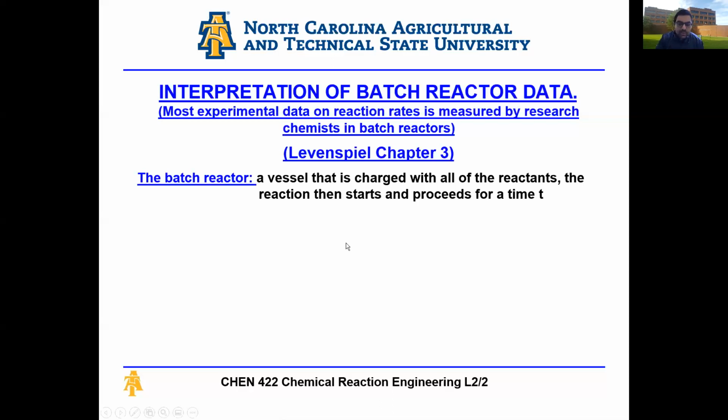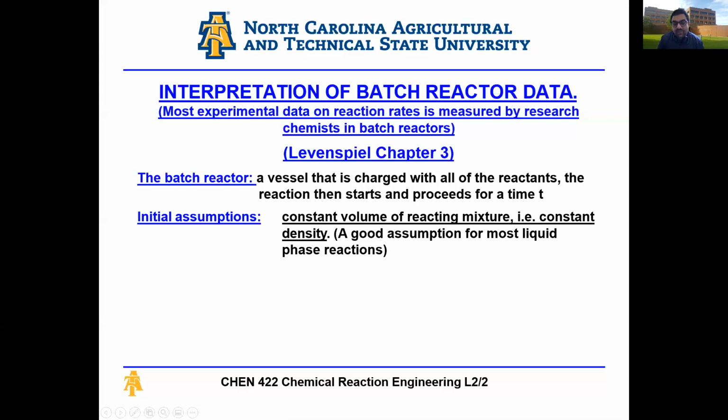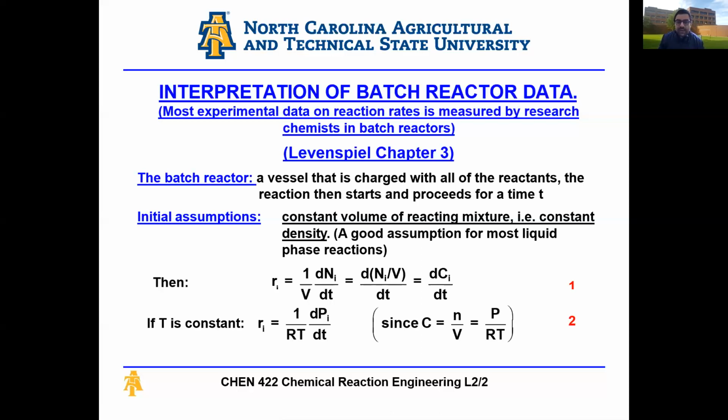And usually when dealing with batch reactors, we have a bunch of initial assumptions. The first one is that our mixture has a constant density, and this is valid for almost all liquid phase reactions, or for most liquid phase reactions. And by this, what I mean is that the volume of the fluid in my reactor is fixed, so the density in my reactor is fixed. This is a simplification to make interpreting and analyzing this data easier.